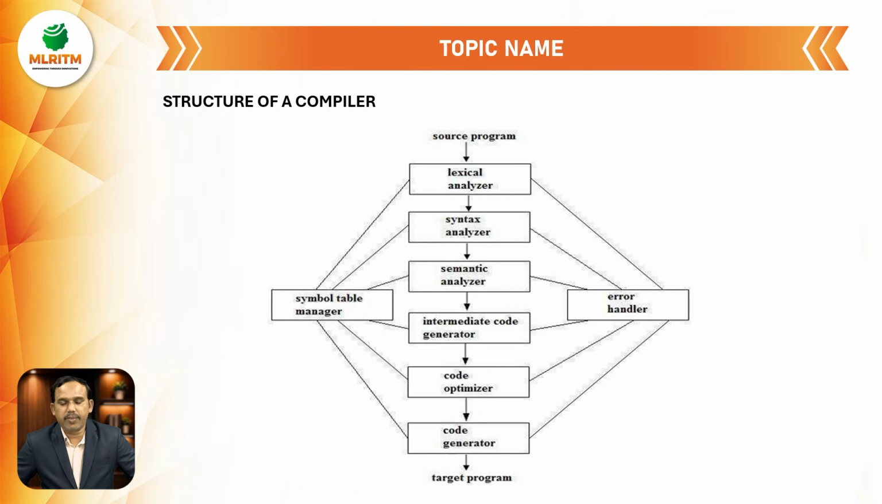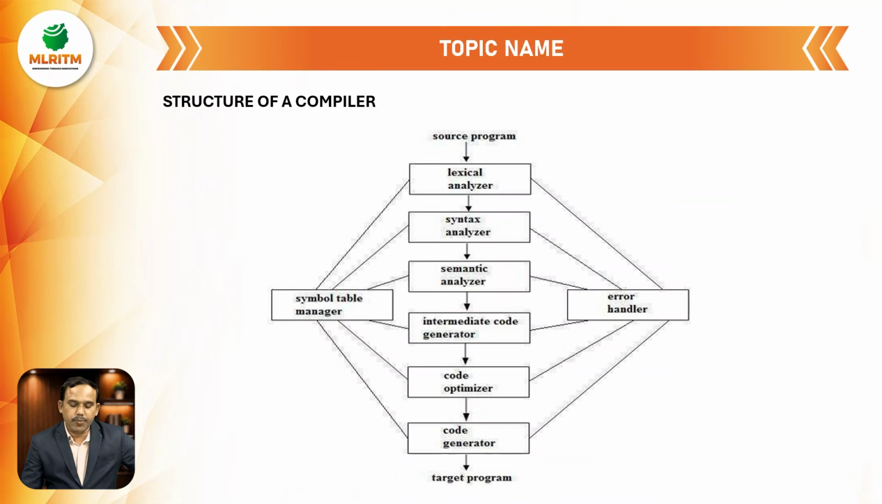Now this is the structure of the compiler, or phases of the compiler. It has six phases, divided into a front-end and a back-end. The first four, lexical analyzer, syntax analyzer, semantic analyzer, and intermediate code generator, are called the analysis phase, and the code optimizer and code generator are called the synthesis phase.